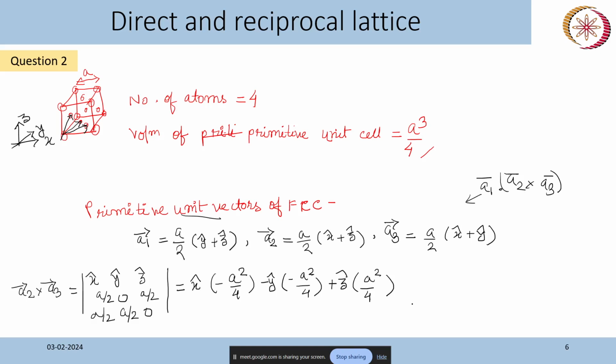Okay. Yes, ma'am. Okay. So now what will be A1 dot this vector? The volume will be the dot product of A1 with this vector. So this is plus A cube by 8 plus A cube by 8, so it will be A cube by 4. So we get the same answer.